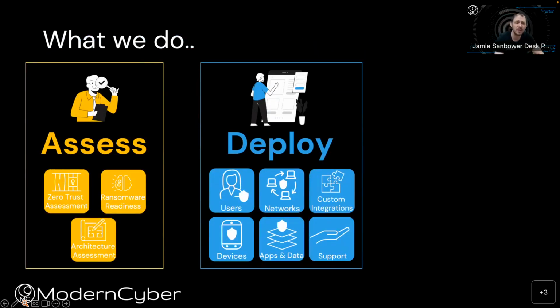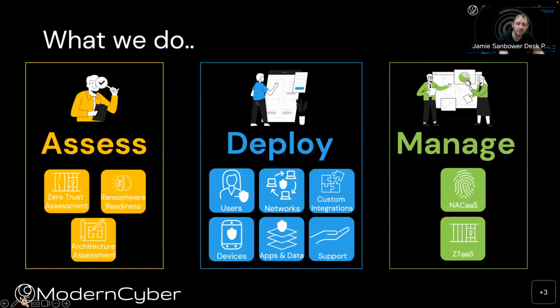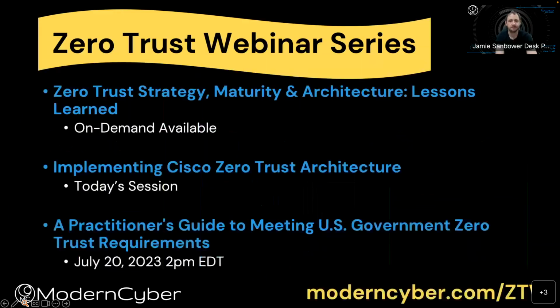Modern Cyber focuses a lot on assessment, deployment, and management of these solutions, whether it be performing a Zero Trust assessment, a ransomware readiness assessment, or helping you deploy something like Cisco ICE, Secure Workload, or Secure Endpoint. And for those of you that are smaller organizations, we've more recently introduced additional capabilities around Zero Trust as a service, where we can actually deploy and manage the continuous policy and help you go from zero to Zero Trust as a part of users, networks, devices, or apps and data.